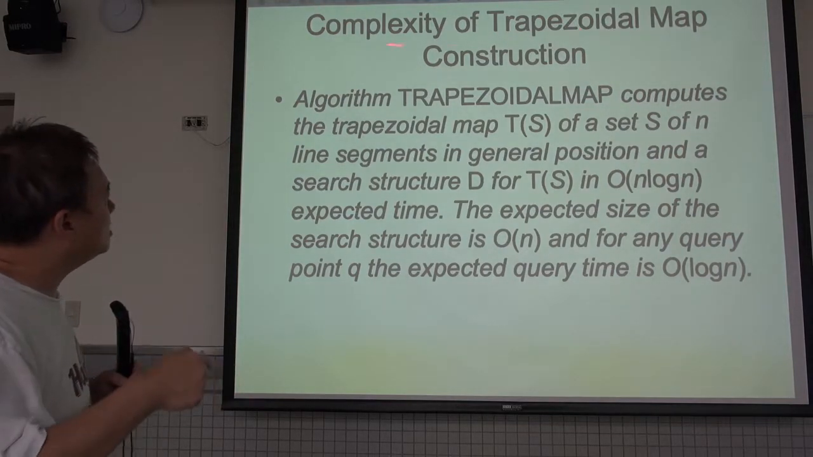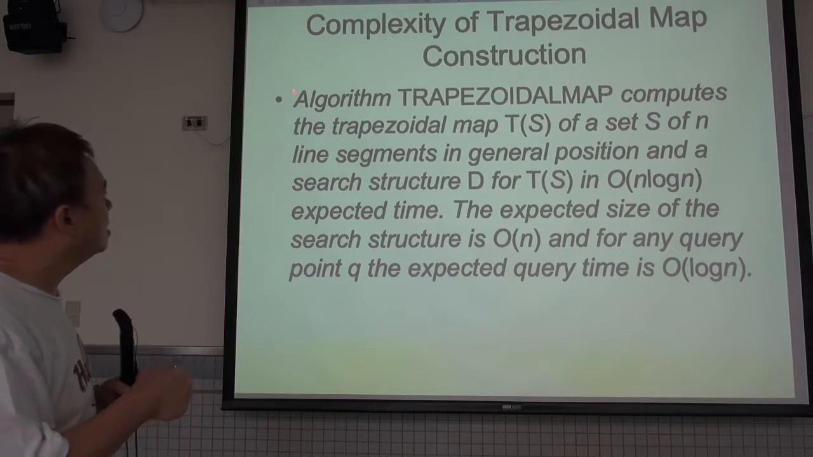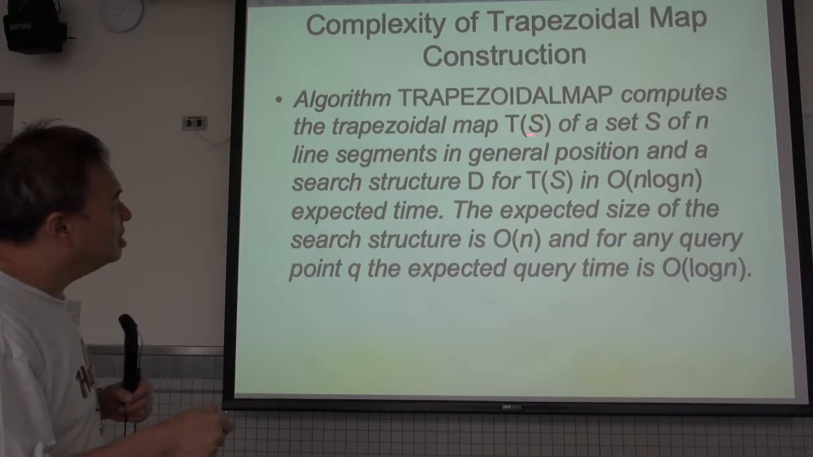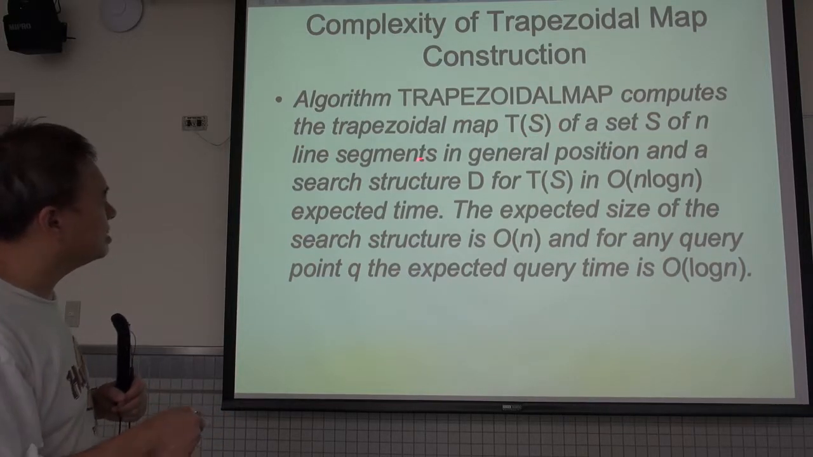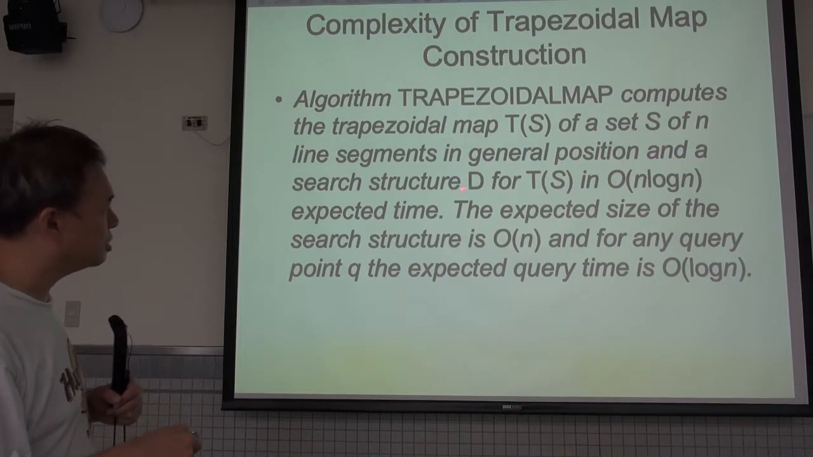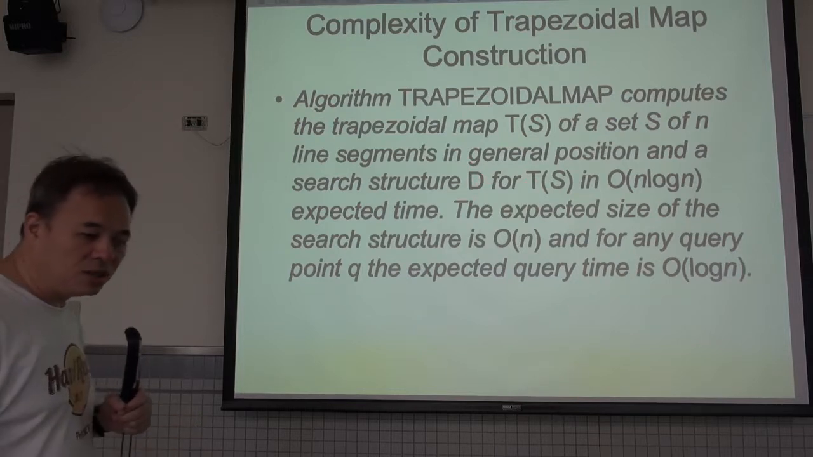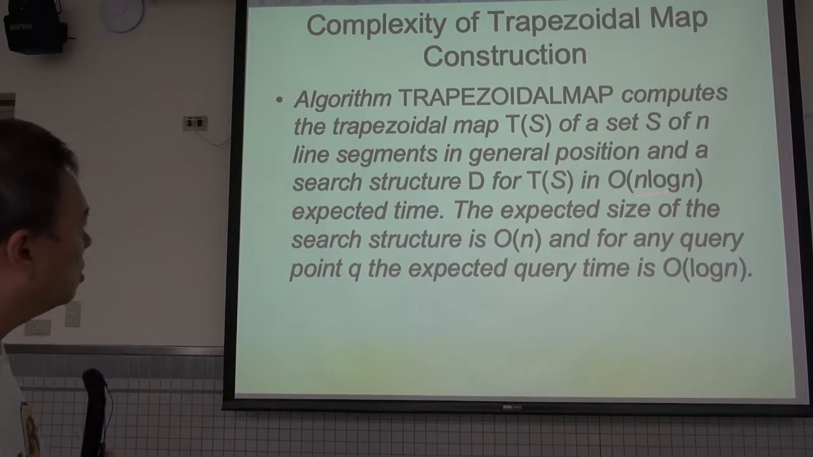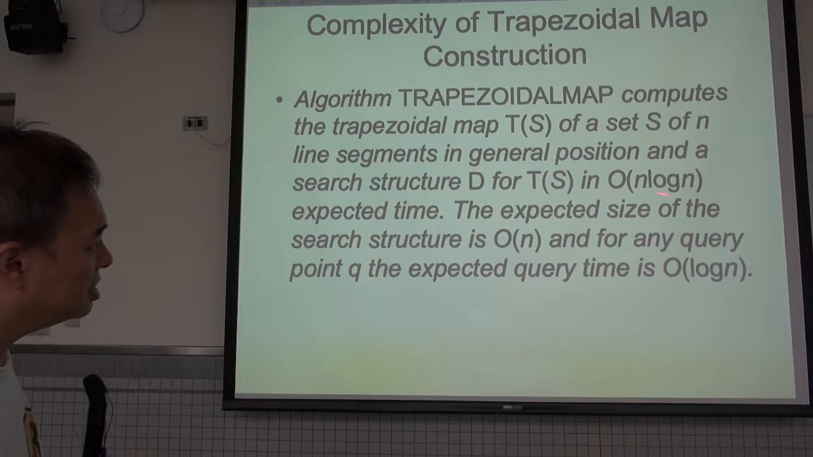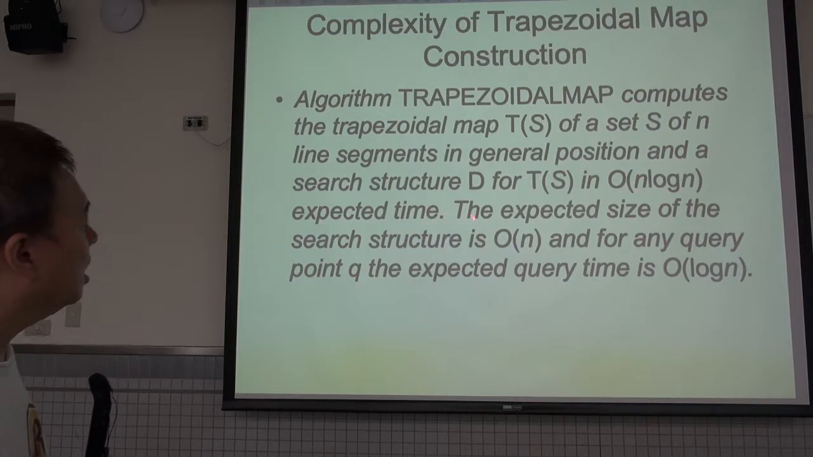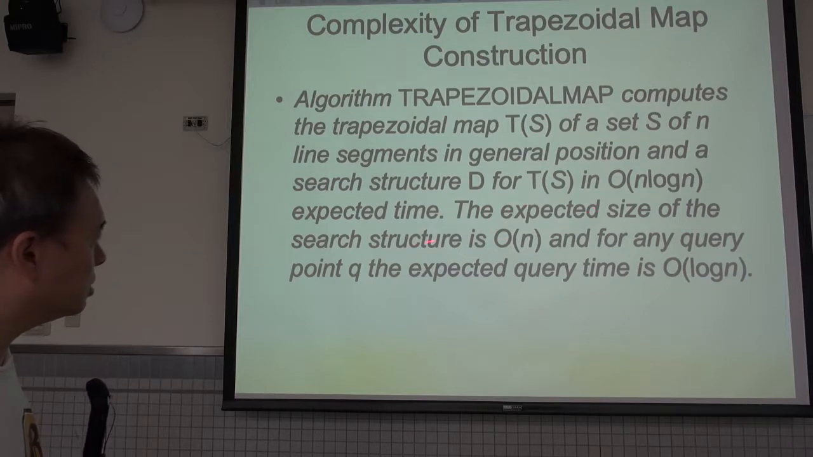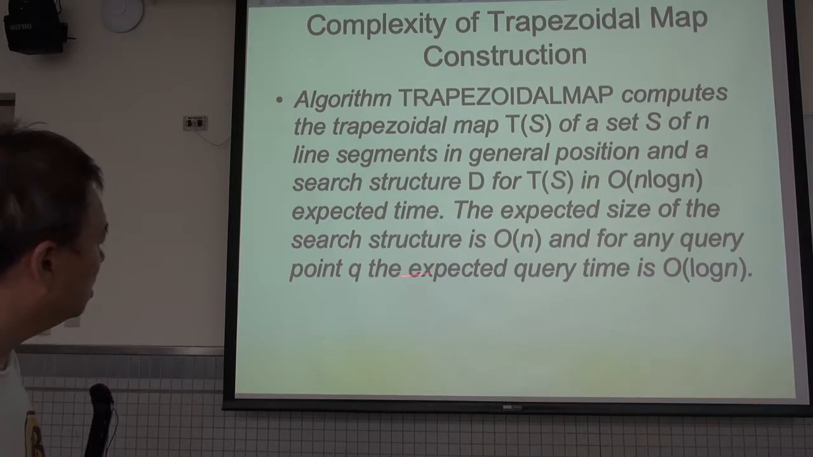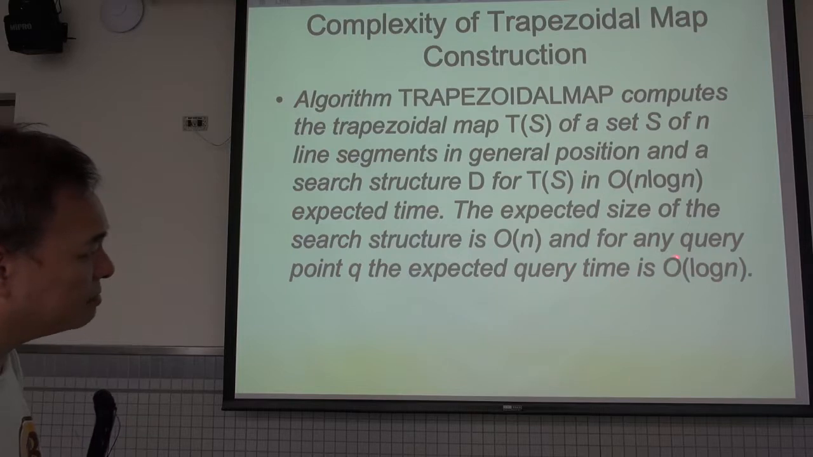So in the following, we need to prove that the algorithm TrapezoidalMap computes the trapezoidal map T of S of a set of n line segments in general position, and a search structure D. The search structure D is the tree-like graph for T of S, in big O of n log n expected time. Be very careful, this is expected time. And the expected size of the search structure is big O of n. It's linear. And for any query point Q, the expected query time is big O of log n.